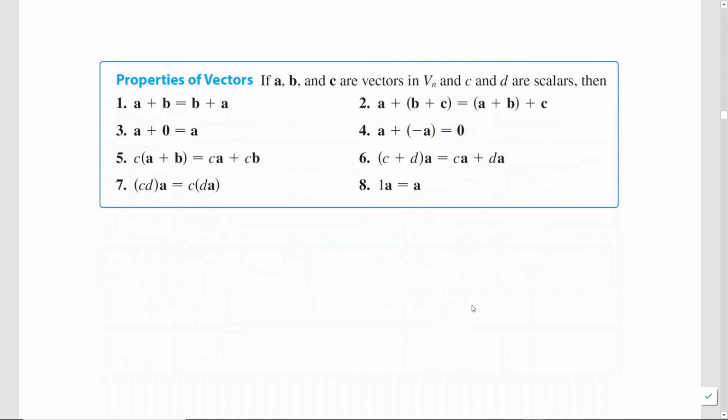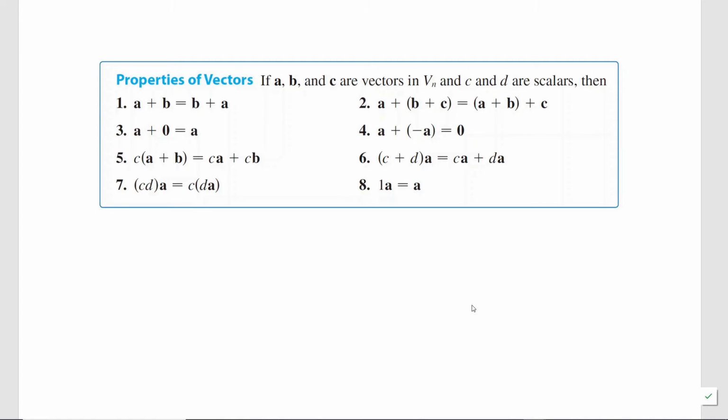Now we see some properties of vector addition and scalar multiplication. If A, B, and C are n-dimensional vectors, and c and d are some scalars, then these properties are true. Property 1 says A plus B equals B plus A. This is called the commutativity of vector addition. And property 2 says (A plus B) plus C equals A plus (B plus C). This is called the associative law for addition.